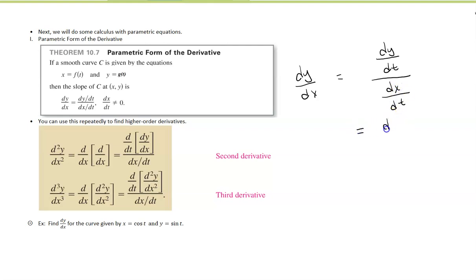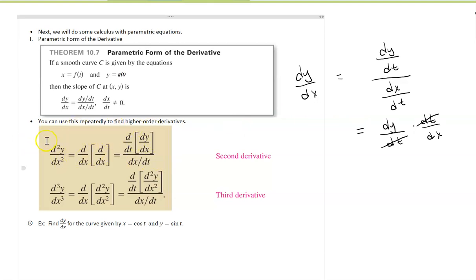And if you do keep, change, flip on that division, you'll see what happens is it's kind of like that dt cancels and you're left with dy over dx. Now you can use this repeatedly to find higher order derivatives. So for example, the second derivative would be the derivative with respect to x of the derivative with respect to x. And what you would be doing then is taking the derivative with respect to t of dy over dx and dividing it by dx over dt.